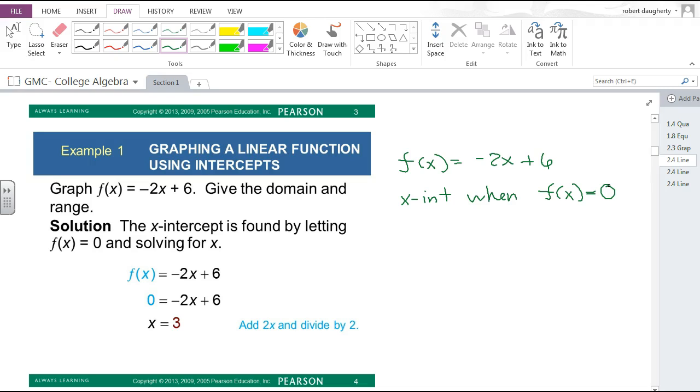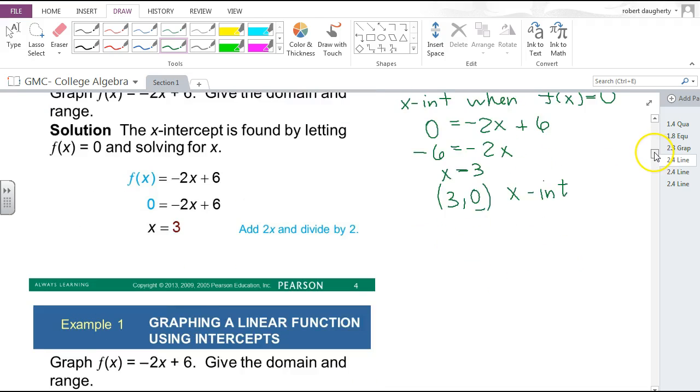So let's set f of x equal to 0. 0 equals negative 2x plus 6. Negative 6 equals negative 2x. Therefore, x is equal to 3. So this tells me that the point (3, 0) is on my graph. Well, the y value is 0 there, so this is my x-intercept.